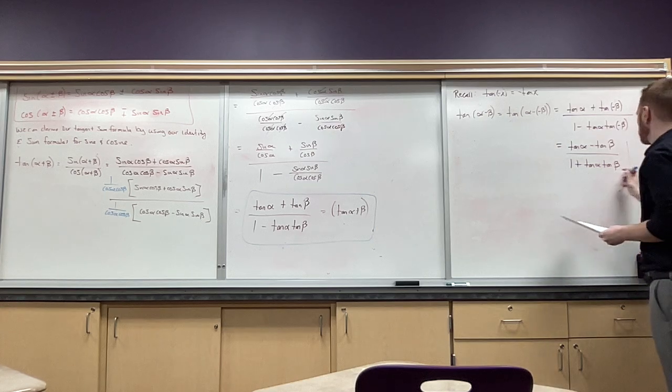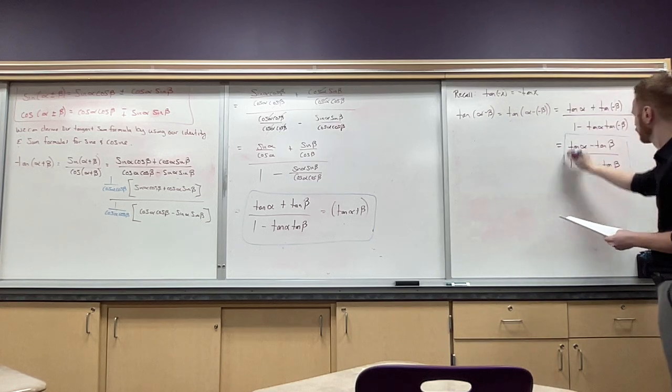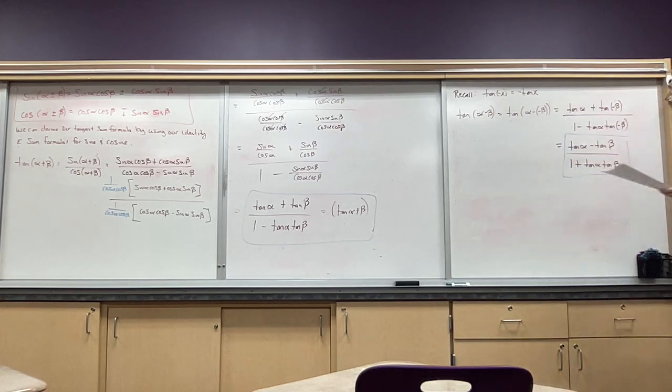So all it essentially did, okay, if you look at these two formulas and compare, it just switched the signs. Pretty much. That's it. So those are our sum and difference identities for tangent. Okay, questions? Now we're just going to use them. So let's do that.